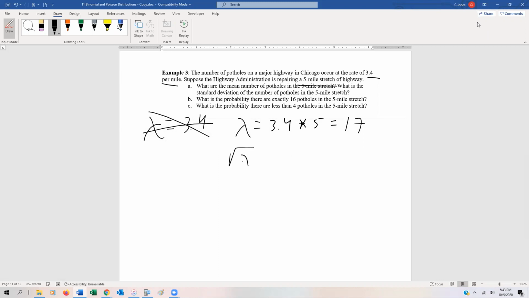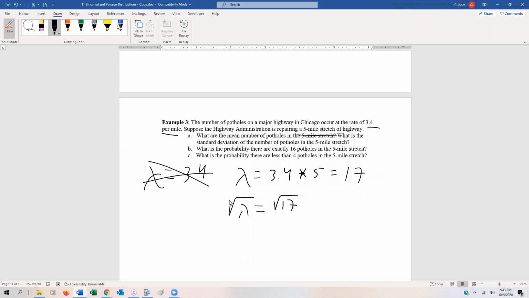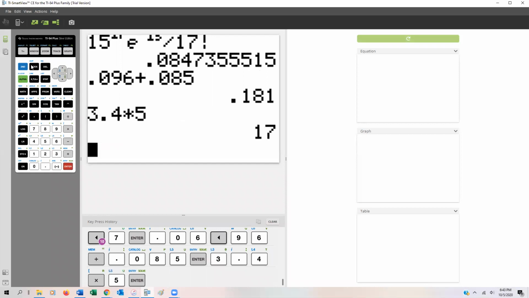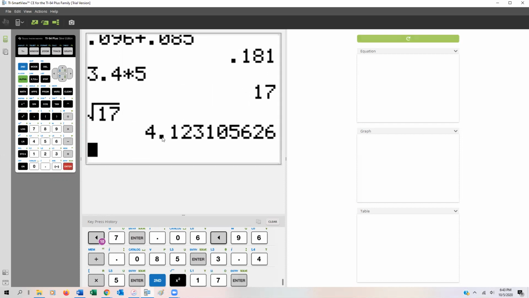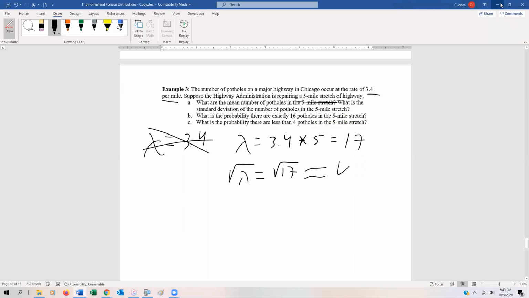Now, the standard deviation is the square root of lambda, so the square root of 17. I believe we figured that out in the previous problem. Oh, we didn't figure that out. I think we had to figure out the square root of 15. The square root of 17 is 4.123. All right, so that's your mean and standard deviation.